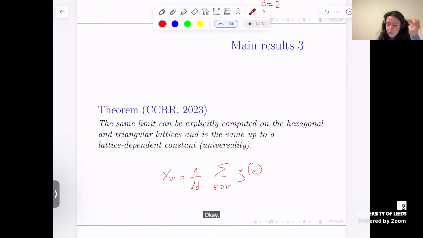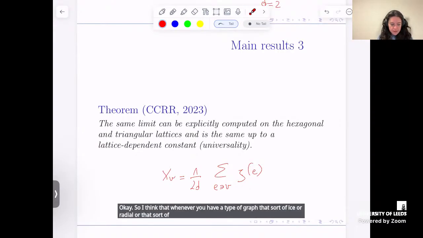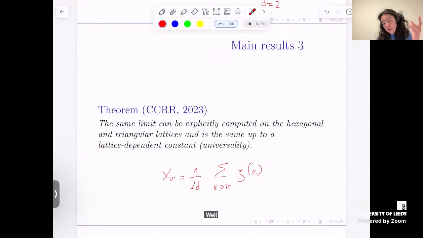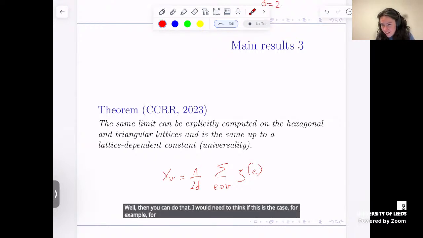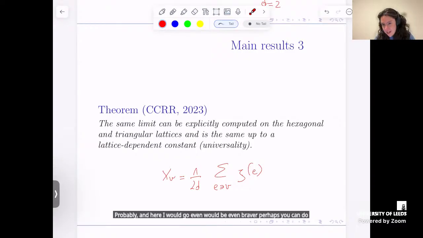I think that whenever you have a type of graph that's sort of isoradial, where the degree is locally constructed in the same way, where you can approximate the directional derivatives in R^d, well, then you can do that. I would need to think if this is the case, for example, for Sierpinski. Probably, and here I would be even braver, perhaps you can do that, you don't even need that.